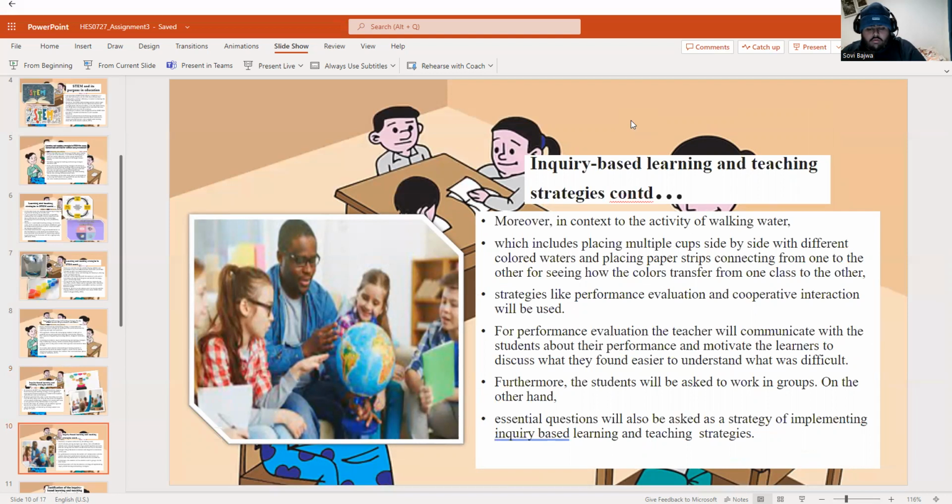Another way of implementing inquiry-based learning is an activity called changing colors. What you do is you get 4 or 5 cups and put different colors in them and connect each cup with paper strips. And you're going to see the colors transfer from one cup to the other through the paper strips. And when that happens, you can ask the children, oh, why do you think this happened? And they're going to answer the best they can.